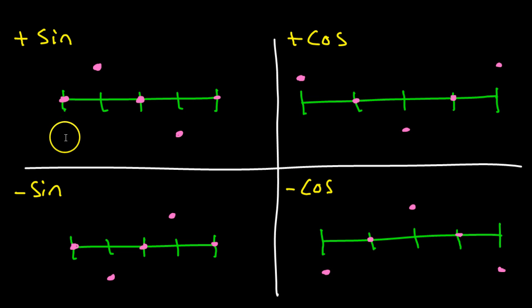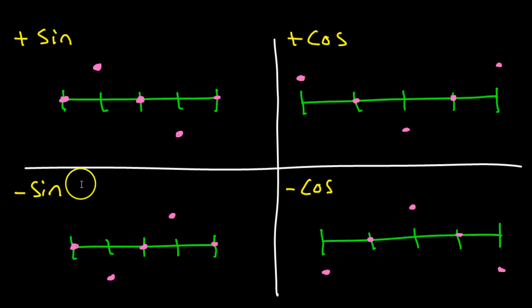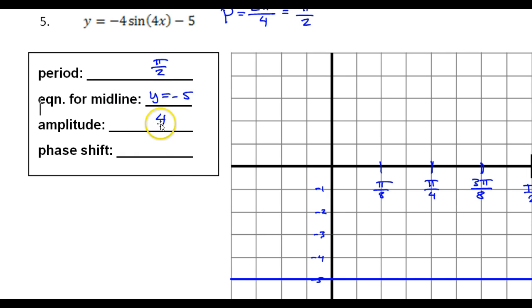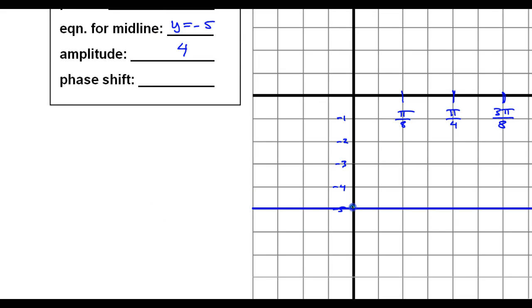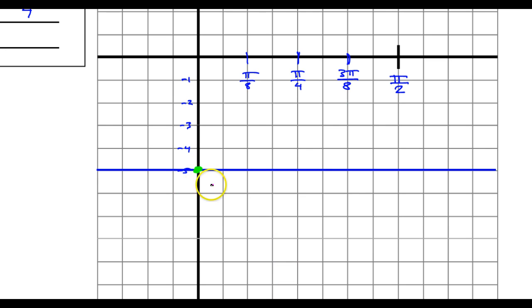So we're going to start on the midline. Now this is a negative leading coefficient, so we're going to start on the midline and go down first, like this, down and then up and back. And we're going to go the amplitude, of course, of 4. So starting on the midline, your first point is going to go there. Now we need to go down the amplitude, which is 4. So as I go to this first mark, I'm going to make sure I go down 4.